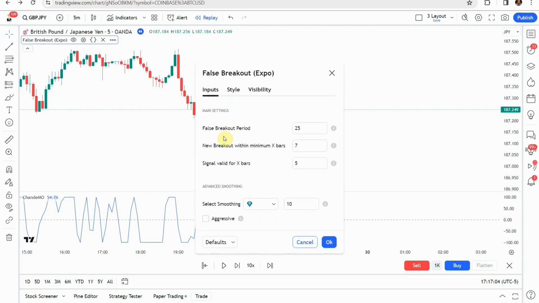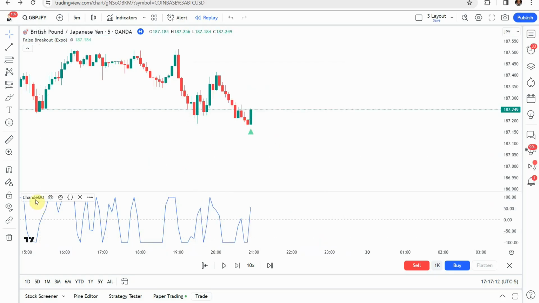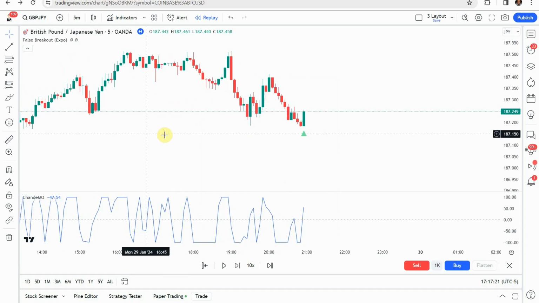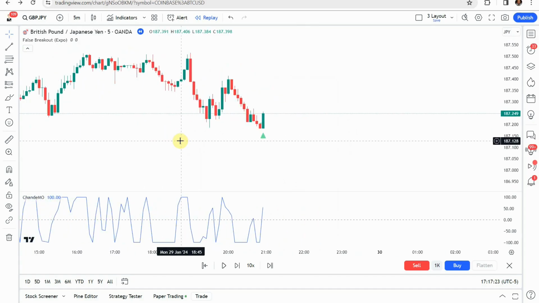So the false breakout indicator, on the false breakout period, you're going to change that to 25, and on the new breakout, you're going to change that to 7 and hit OK. On the Chande Momentum, you will go ahead and jump into the settings on that one, and you will change the length to 2. Click OK, and you should have what I have on screen now.